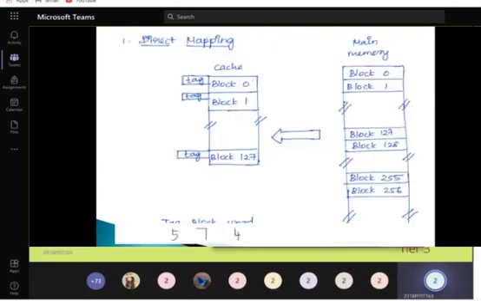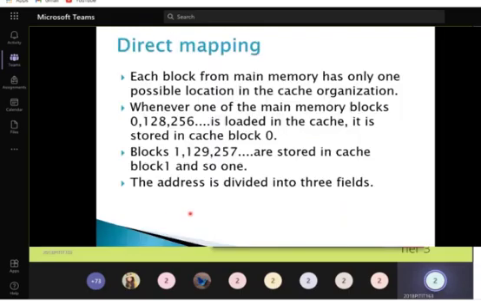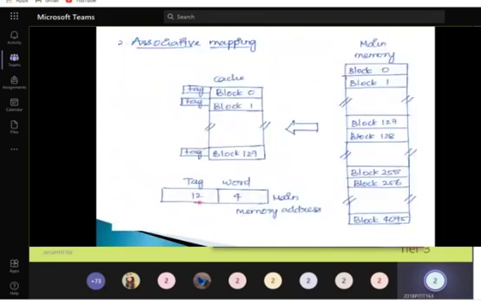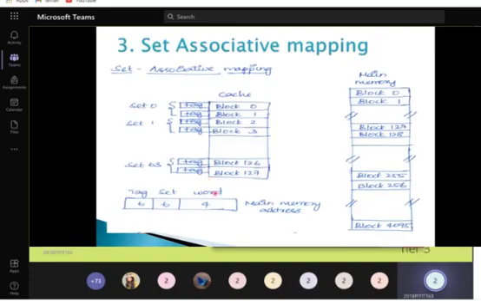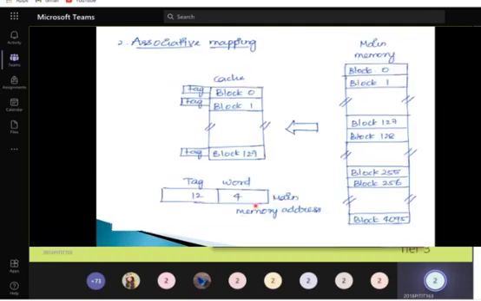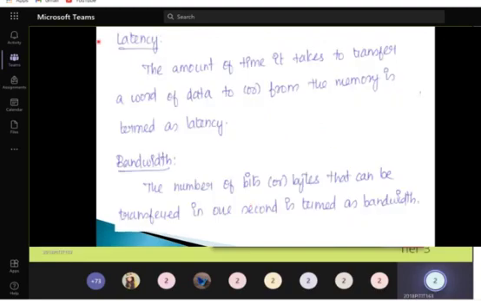In direct mapping, we saw 3 fields: tag, block, and word. 4 bits for the word field, 7 for block, and 5 for tag. For associative, we have 2 fields: 4 for word and 12 for tag. When set associative is considered, we consider pairs of sets, each with 2 tags. So here tag, set, word, and 64 blocks we have in the main memory. According to that, it will be placed in the cache.